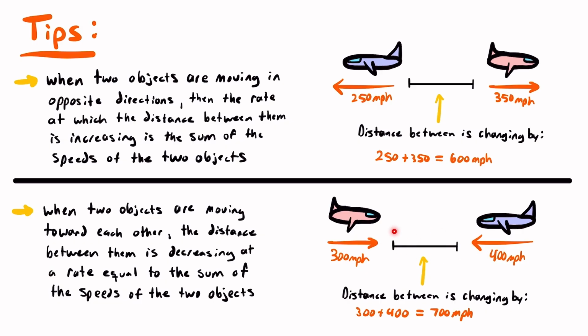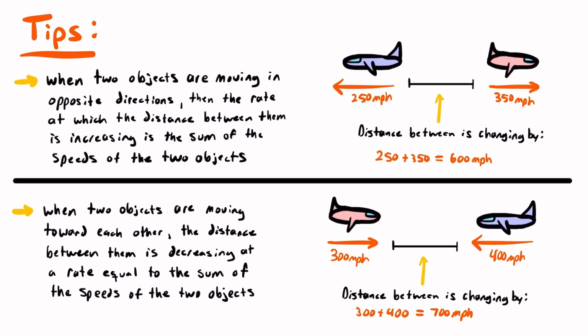And so the distance between those two planes, which is getting smaller in this case because the planes are getting closer to each other, the rate at which that distance is changing is just equal to the sum of those two rates. So take 300 plus 400, and you get 700 miles per hour. That is the rate at which that distance is changing. Okay, so in both cases, to find the rate at which the distance is changing between two objects, whether they're flying away from each other or towards each other, you can find that rate by just adding the two speeds together for those two objects.